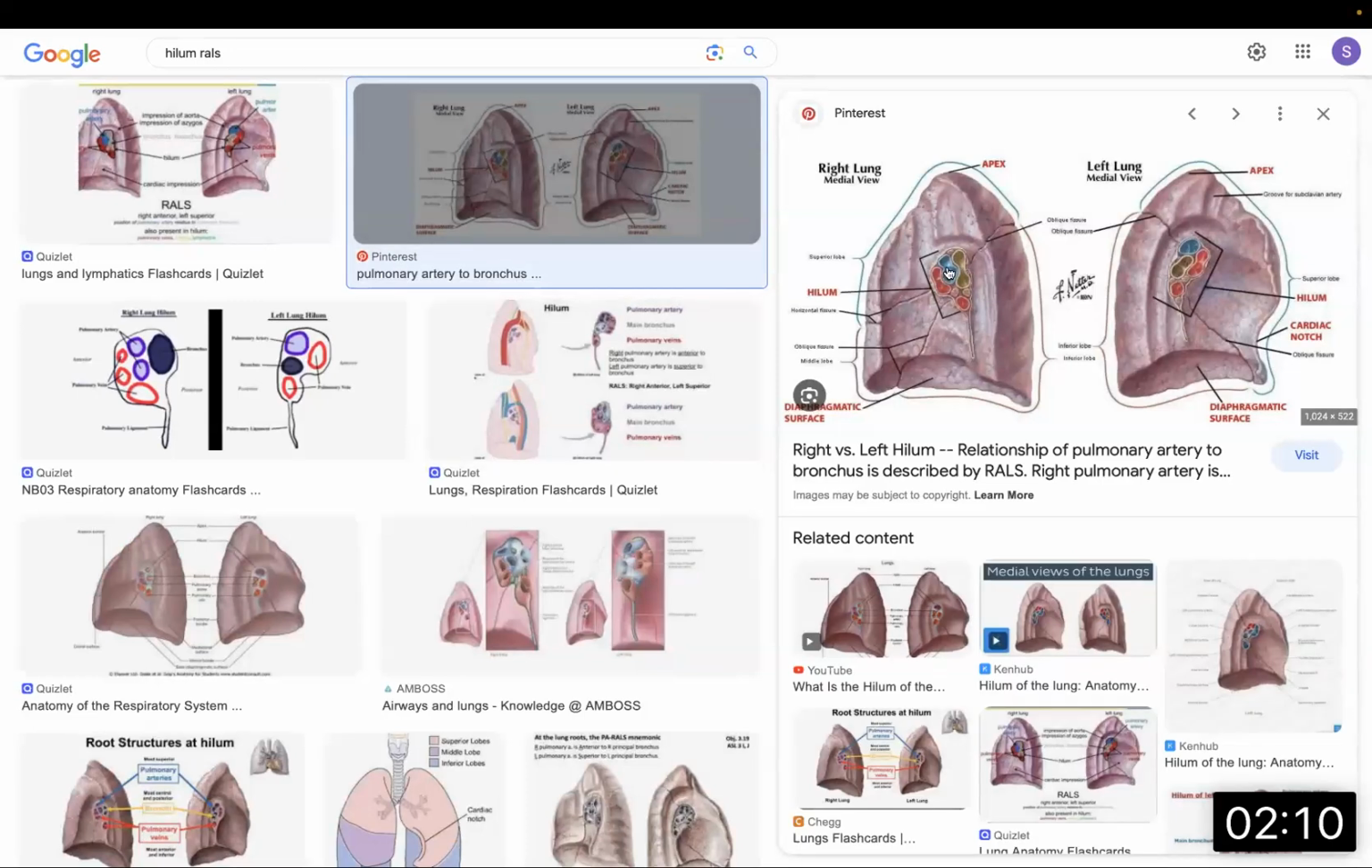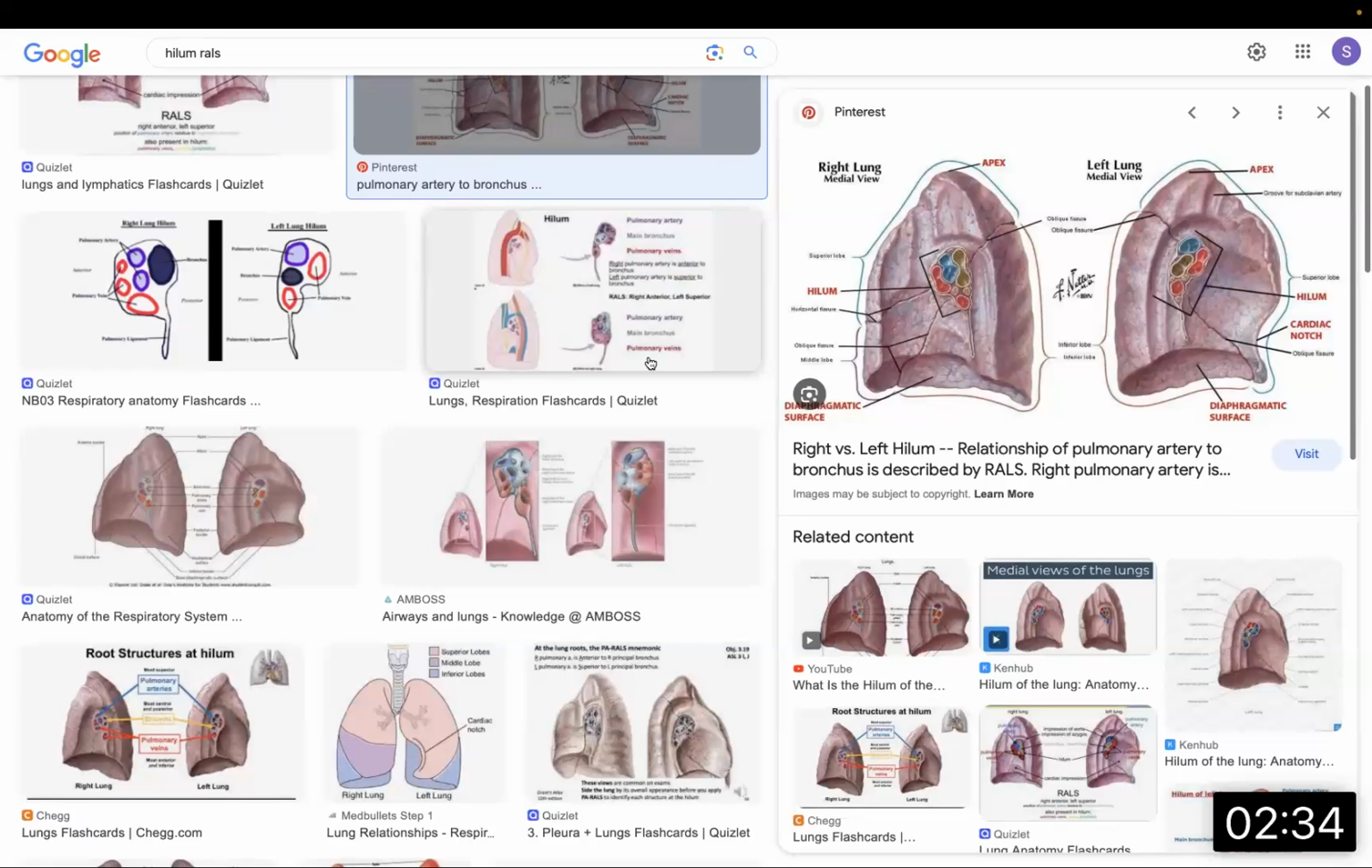So, the relation of the pulmonary artery to the bronchus. The bronchus over here is the yellow one, I'm thinking. On the right, it is anterior. On the left, it is superior. So it does make sense, right? Correct? Yep. Okay, thank you.